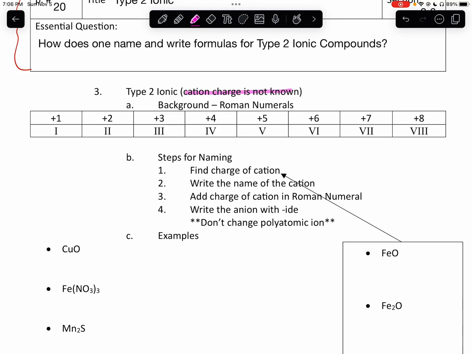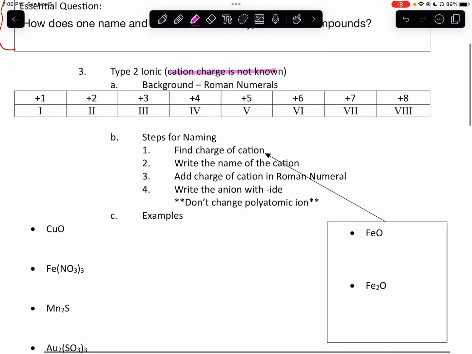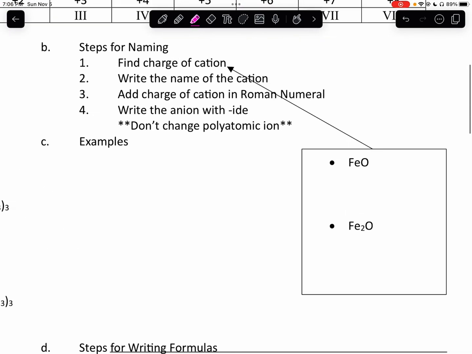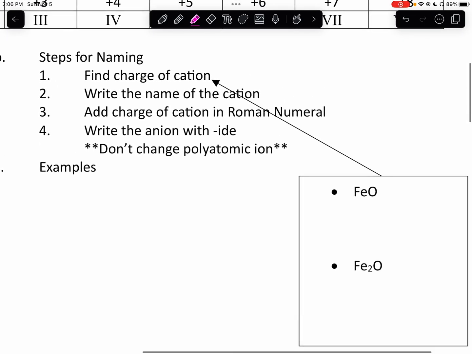So let's jump into the steps for naming, and we have an aside that we're going to hit in just a couple of seconds. Our first step says that we need to find the charge of the cation. This is probably the biggest challenge for students when they are trying to figure this out. We have a couple of examples down here in this box. On your notes, you most likely don't have it, so add this box somewhere where you have a little bit of space, and we will jump right in.